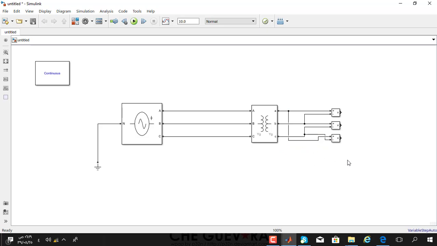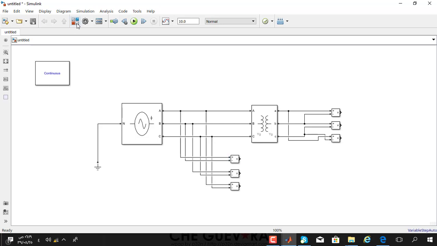Yes. Now again we need 3 voltage measurements to measure the line voltage before and after the transformer. We'll do the same thing. We connect A, the first one A and B, B and C, the last one A and C.